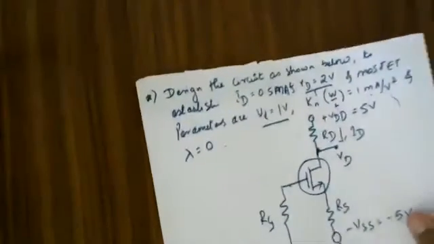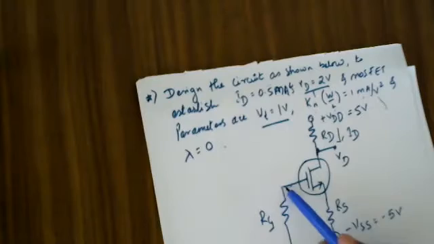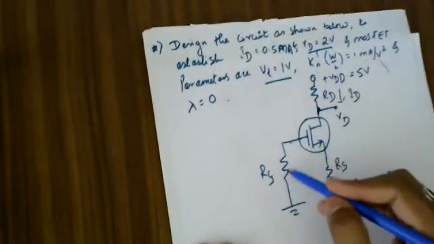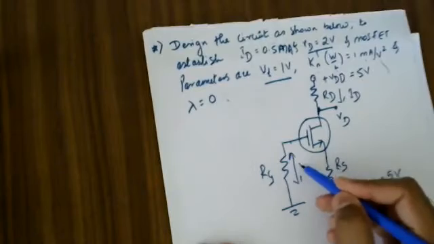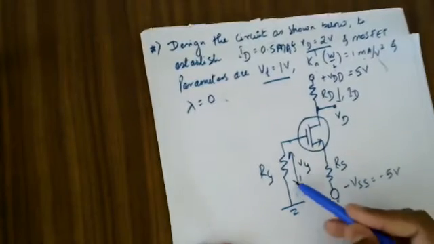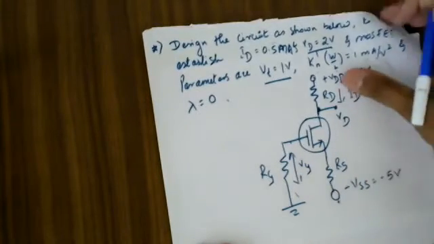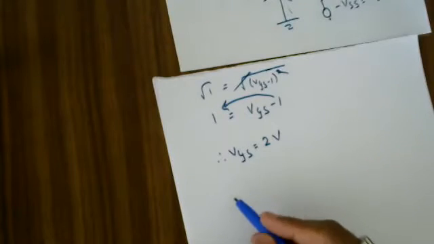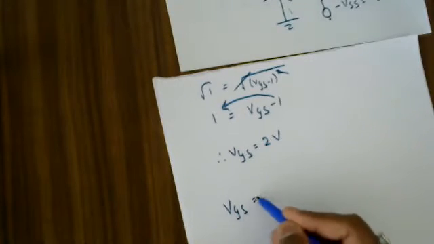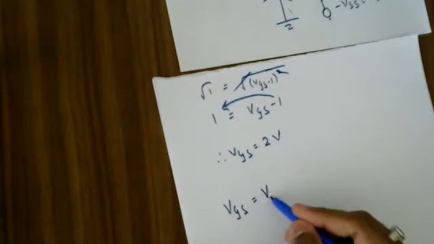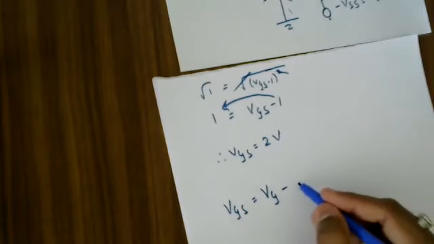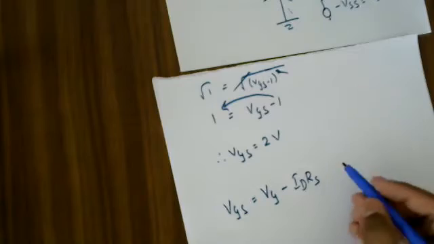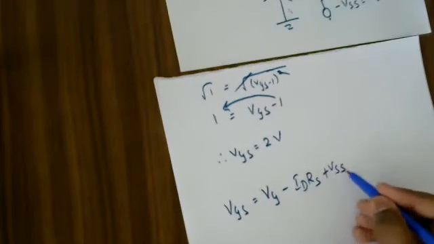I'm just applying KVL to this input loop. This potential, the drop across this RG, is nothing but VG. So when I apply KVL to this loop, I can write the equation as VGS is equal to VG minus ID into RS, plus VSS.